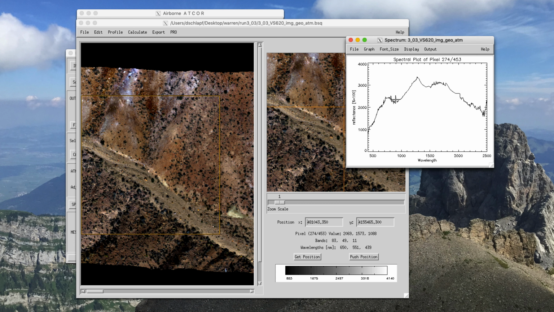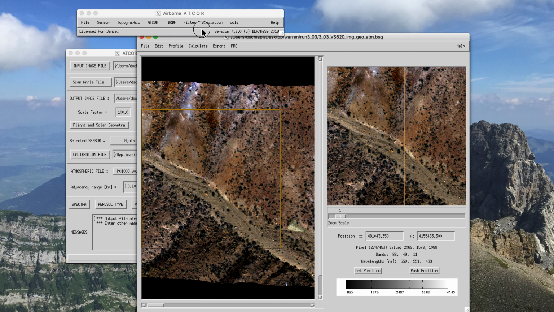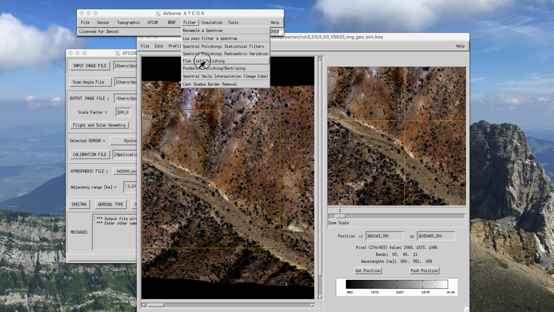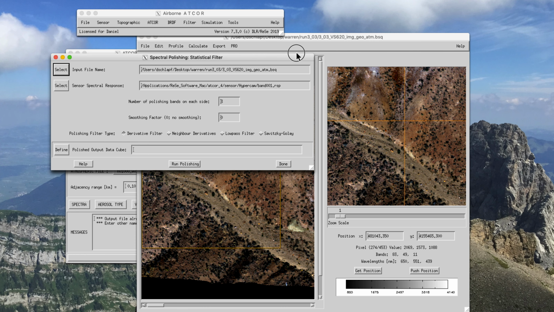There is a little bit of noise still in the data, so that's why I'd say one should maybe filter the data. One could filter maybe to a range of about 4 to 5 bands. I'd do some spectral polishing. So spectral polishing, some statistical filter, and this should reduce most of these effects.